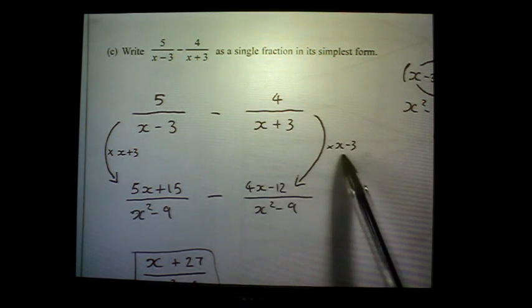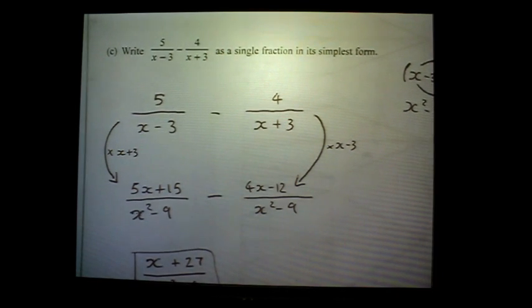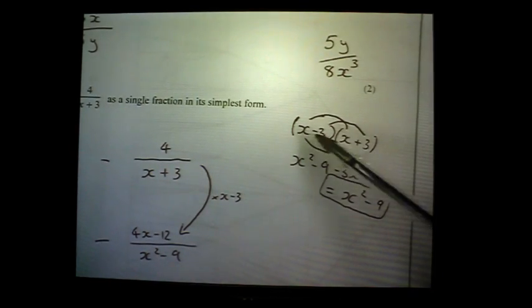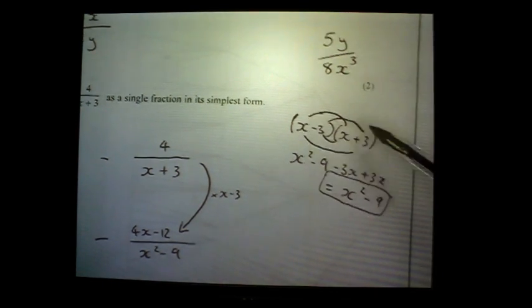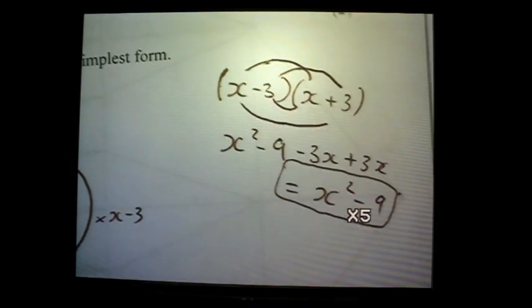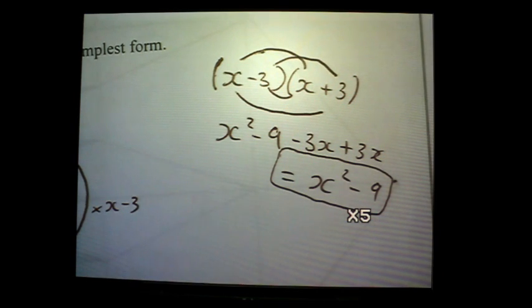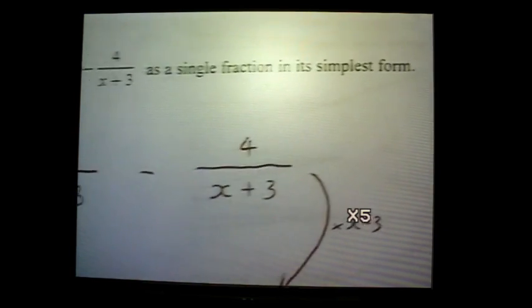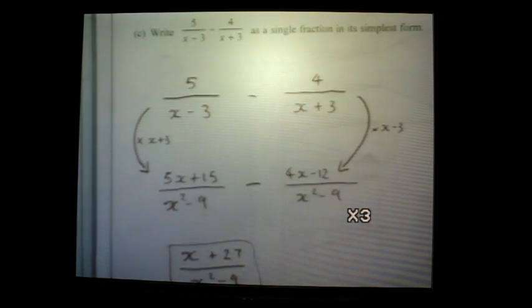X add 3 times x take away 3, I've actually done over here, look. X take away 3, x add 3, multiply it in double brackets. I'll zoom in so you can see it. I'm not going to talk you through multiplying out double brackets, because if you've got to this stage you should know how to do it. It leaves you with x squared take away 9. So the bottom number becomes x squared take away 9.